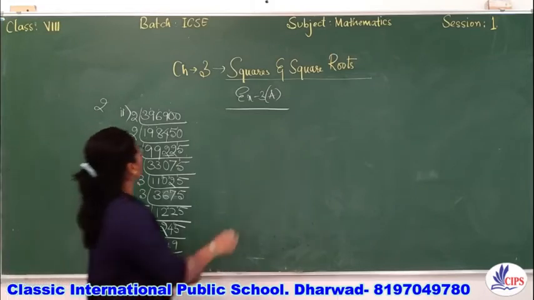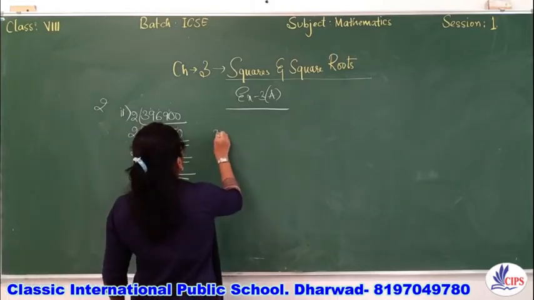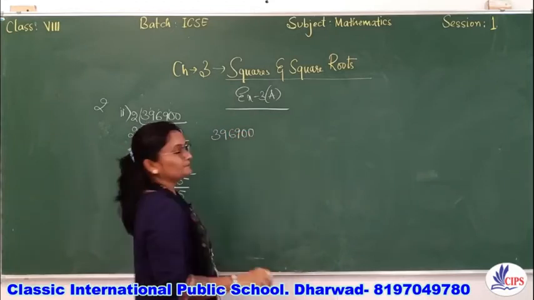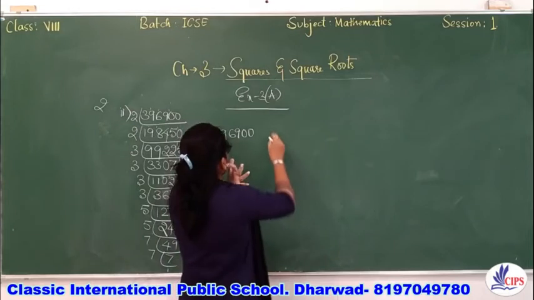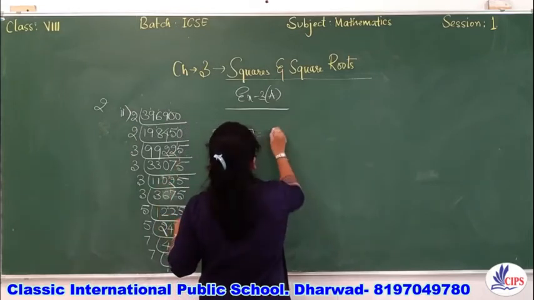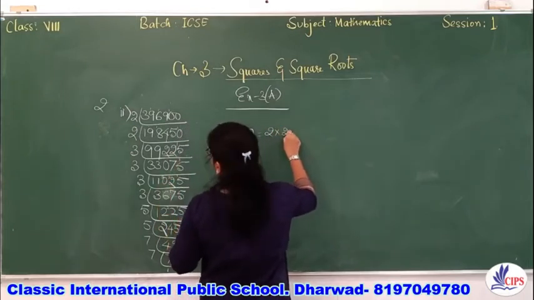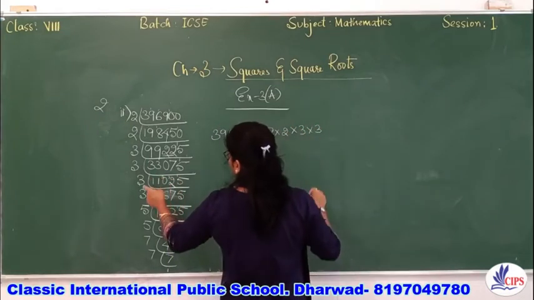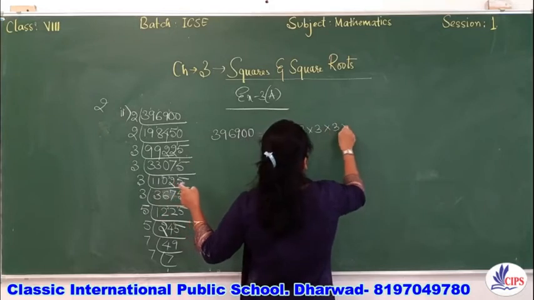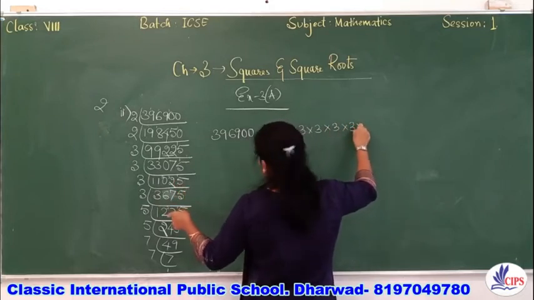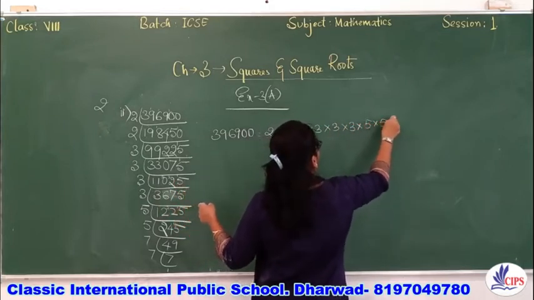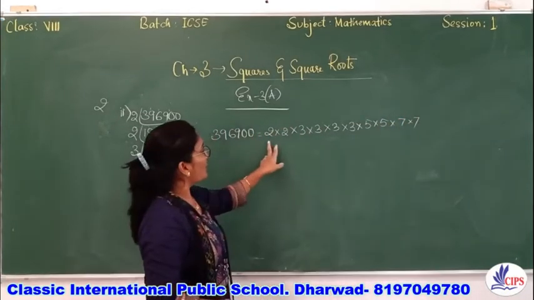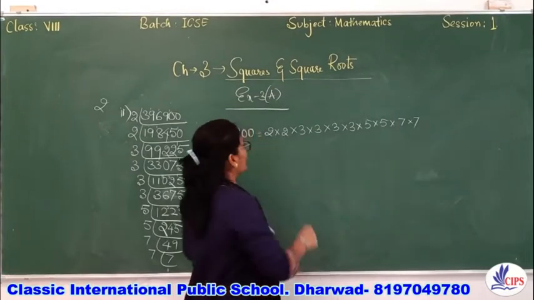Now we'll find the square root of this number. So given number is 3969000. Now we'll write all the factors of that. 2 into 2 into 3 into 3, then we have got again 3 into 3 into 5 into 5 into 7 into 7. So we have got so many factors. See, all are in pairs. So we'll group them in pairs.